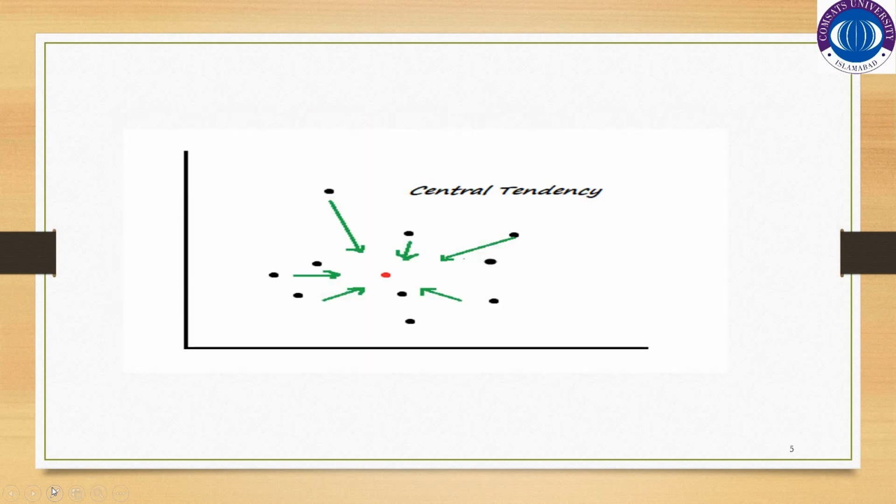Usually, this is our data set. These black dots represent the data points. Now, we have to represent our whole data with one single value. This one single value which will be used to represent this complete data is the central value or central location.